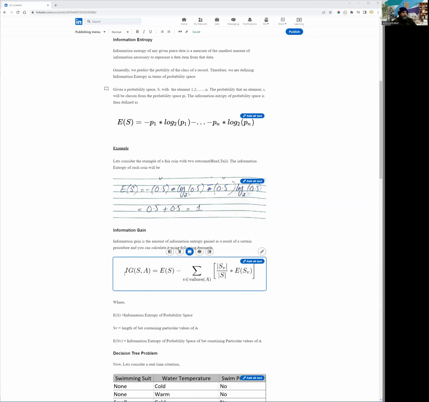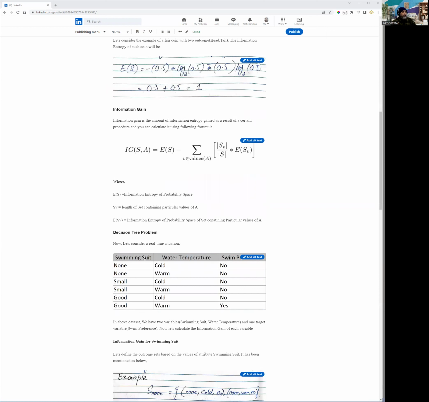All right. So let's take a small scenario where we are deciding a swim preference situation. We have only two variables for simplicity: swimming suit and water temperature. Obviously, if we don't have a swimming suit, regardless of the water temperature, we are not going to swim. That's our preference. But if our swimming suit is small and the water temperature is cold, we are not going to swim. Similarly, if the water temperature is warm, but we don't have a proper swimming suit, we are not going to swim.